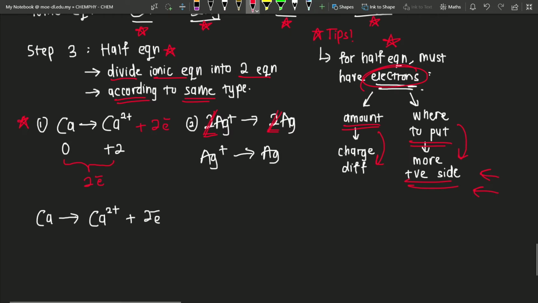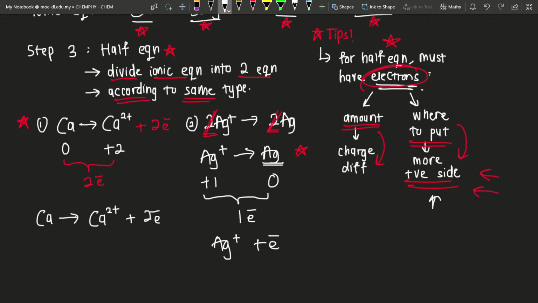So our second half equation, Ag+. Ag+, our charge is plus 1 because it is an ion. While Ag is not an ion, so we have 0 charge. So plus 1 and 0 differ by 1, so you guys need 1 electron. 1 electron will be put at the more positive side. So our final half equation will be Ag+ + e- → Ag. Why? Because you need 1 electron, because the charge difference is 1, and then you will put it at the more positive side, at the plus 1 side. So that is our final half equation.